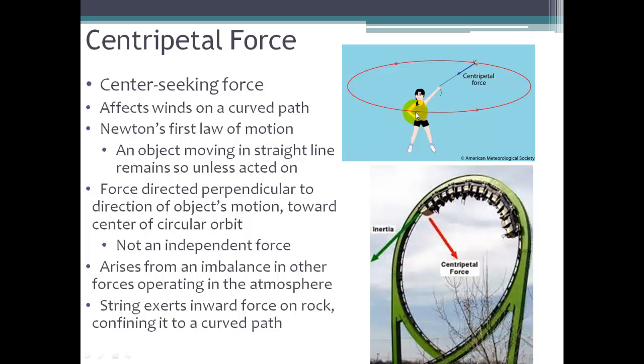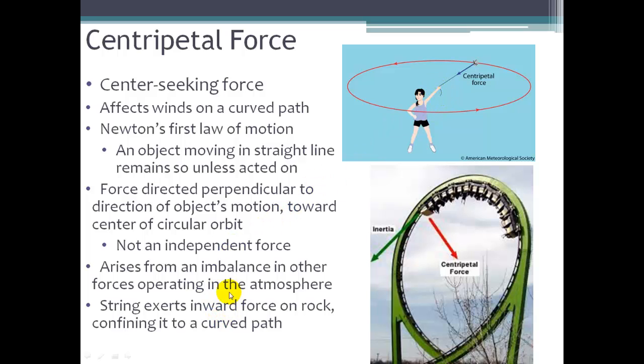So Newton's first law of motion says that an object moving in a straight line wants to continue doing so unless there's some force acting on it. So as soon as you start to twirl this string, that rock wants to go in a straight line, but there's the centripetal force acting on it that keeps it in a circular path. So this force is directed perpendicular to the direction of the object's motion towards the center of the circular orbit. So if the rock wants to go in a straight motion, the centripetal force is acting exactly perpendicularly to it and directed towards the center of the orbit.